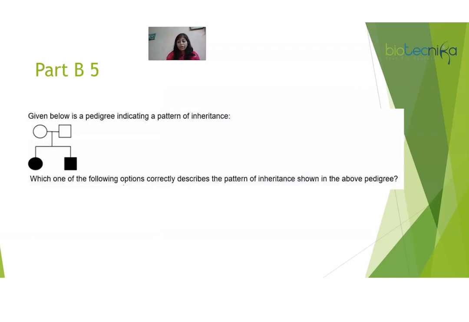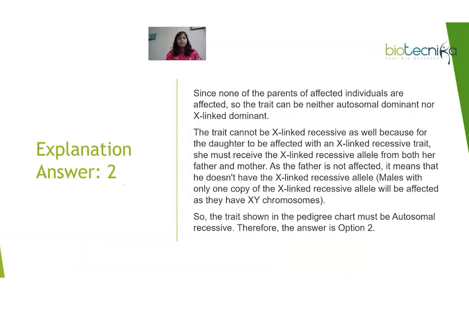Yes, now this time we got a pedigree question. Given below is the pedigree indicating the pattern of inheritance. Which one of the following options correctly describes the pattern of inheritance shown in the above pedigree? Okay, so the options are these four.